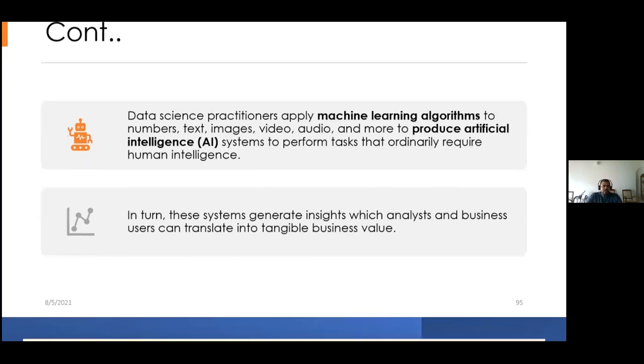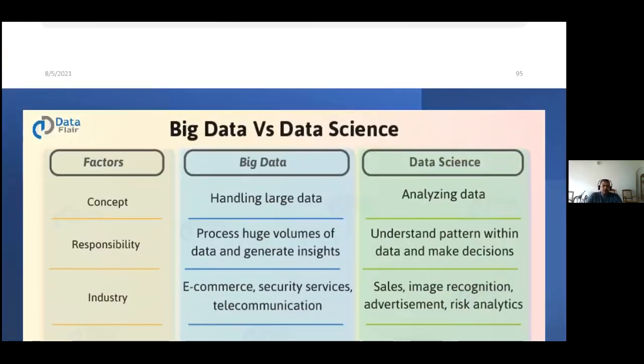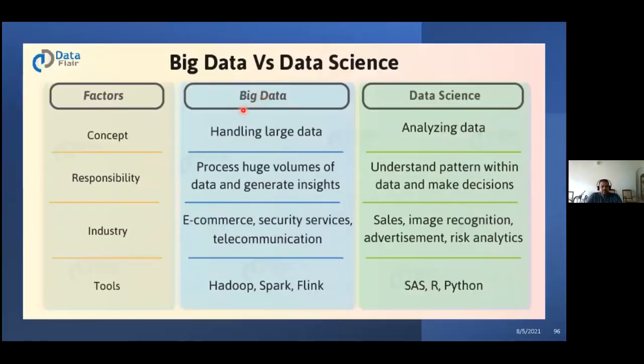Couple of other things that you need to remember. Big data is mainly on the data range. Big data and data science should not be confused. Data science is all about analyzing data. It's understanding patterns and trends, predictive analysis, things like that, with the information, with the data that you have.